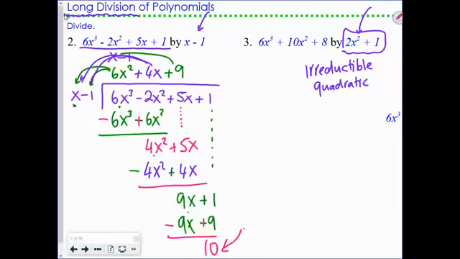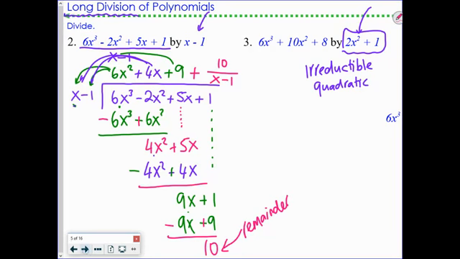This is my remainder. My remainder still hasn't been divided by x minus 1. So my answer to this problem would be 6x squared plus 4x plus 9. Now you have to add on a fraction. You put the remainder at the top. You put what you wanted to divide it by underneath.